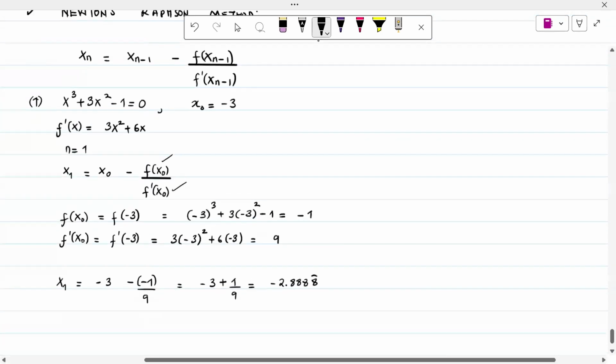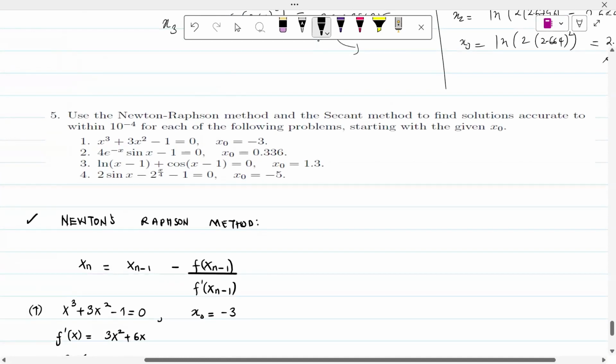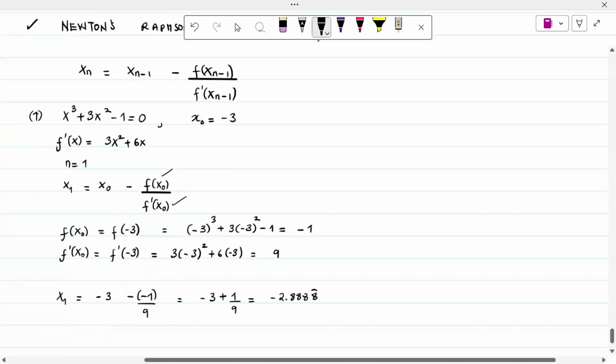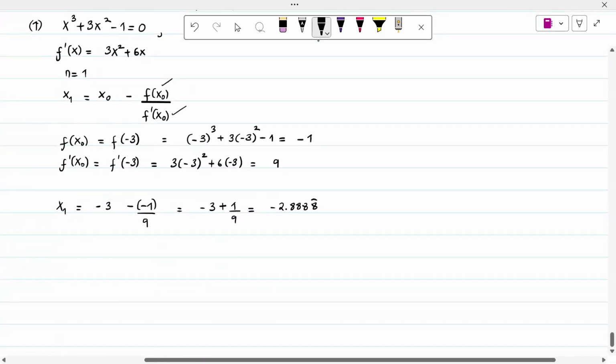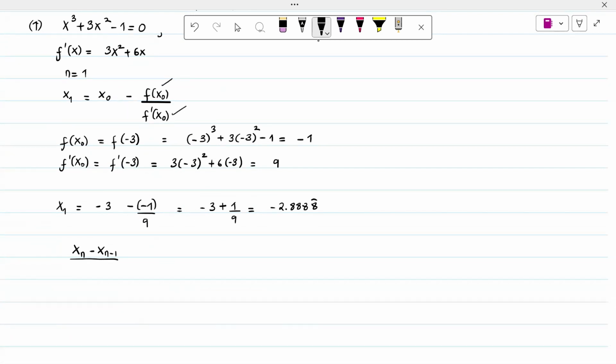So remember that we have to find the solution accurate within 10 power -4. So now we have to pause and check the condition. The condition is that the next value minus the previous value of x, divided by the next value that we found, or the present value. Of course, we're just interested in the absolute value, not the sign. This should be less than or equal to 10 to the power -4. That is what the condition states.